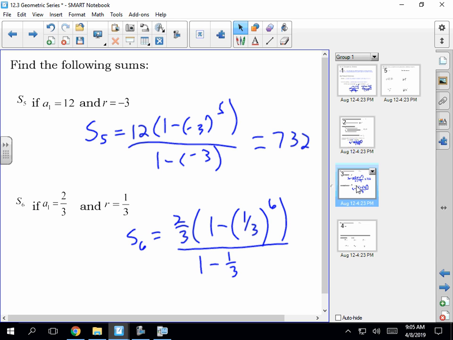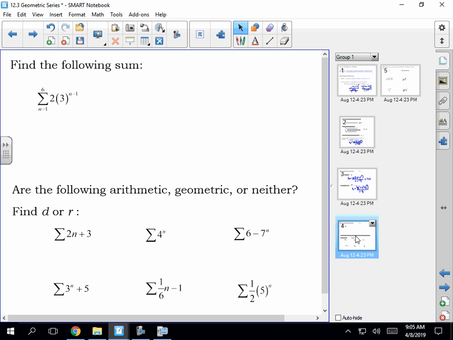You get 728 over 728. 728 over 728. All right. And then in sigma notation, here it is in sigma notation, you can still use that formula.